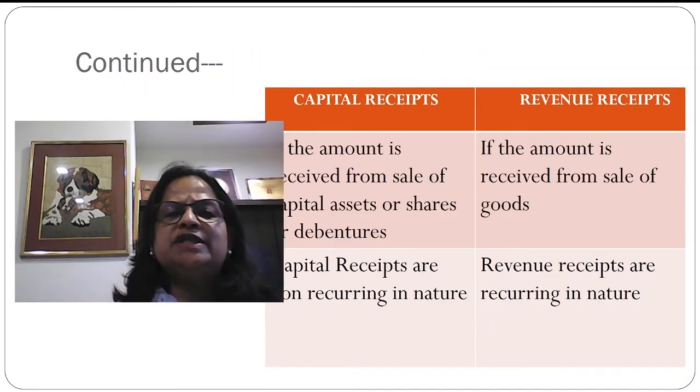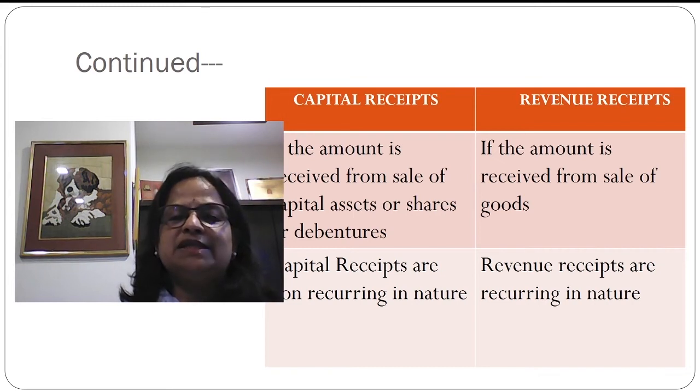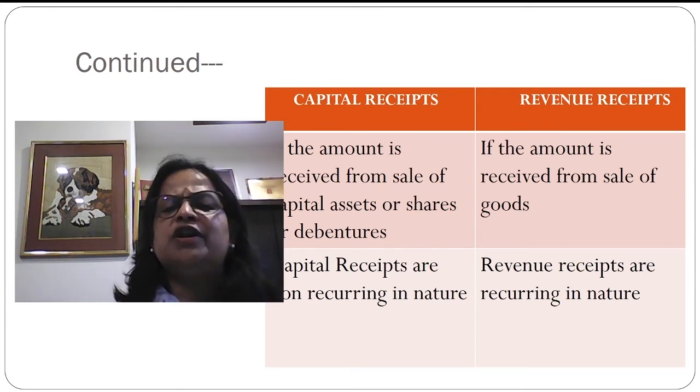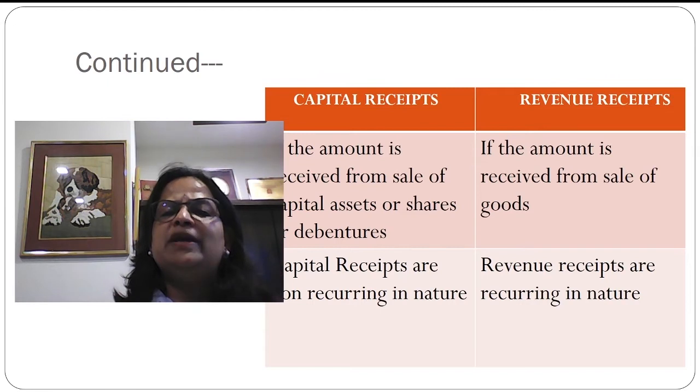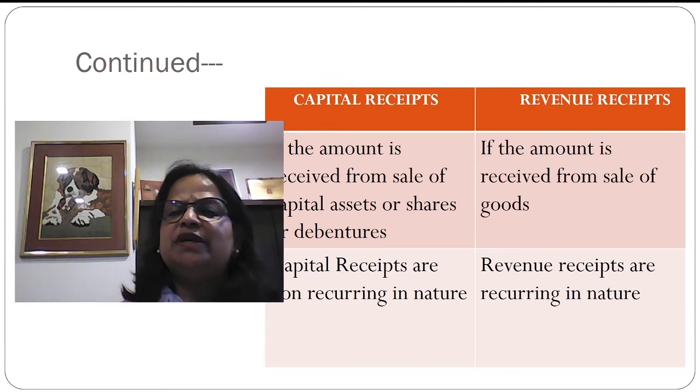Now, another point is capital receipt if the amount is received from sale of a capital asset or shares or debentures. See, I told you if you are selling a capital asset, in most cases you will get a profit. If you are buying a house property, after a few years, if you are selling that, you will get a profit. If you are buying land, after a few years, if you are selling, you will get a profit. Or if you are selling shares and debentures, if the capital market is moving well or giving good returns, then you can sell at a higher rate. So that will be a capital receipt. Revenue receipt means if the amount is received from sale of goods, the day-to-day business.